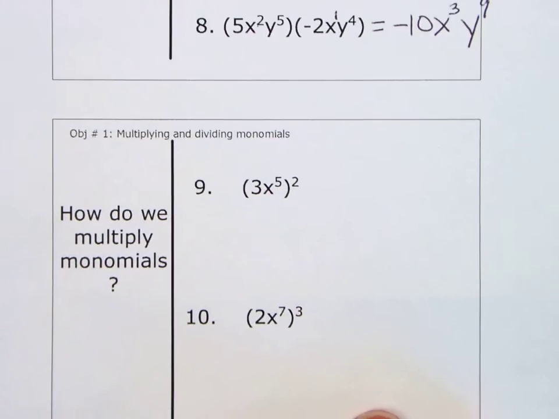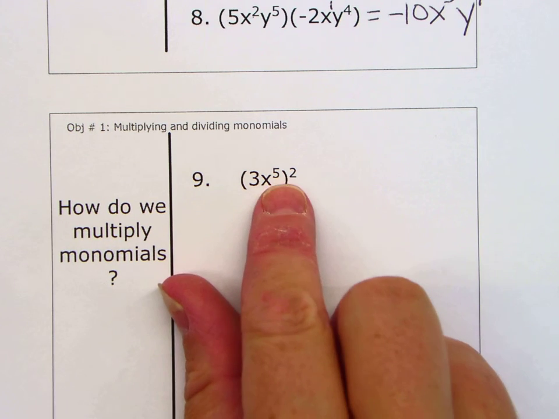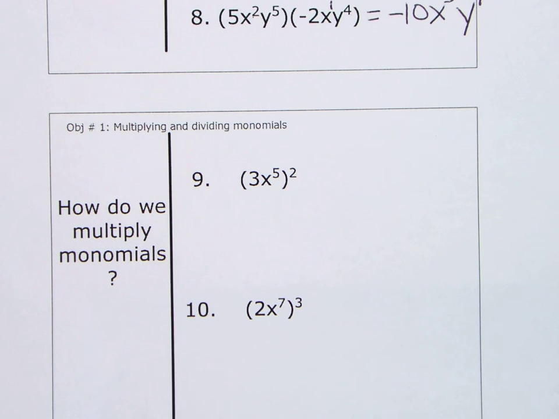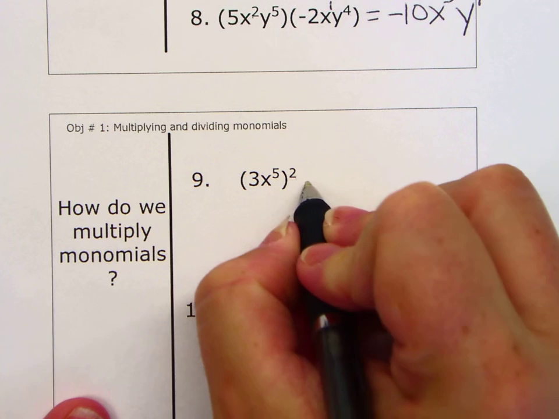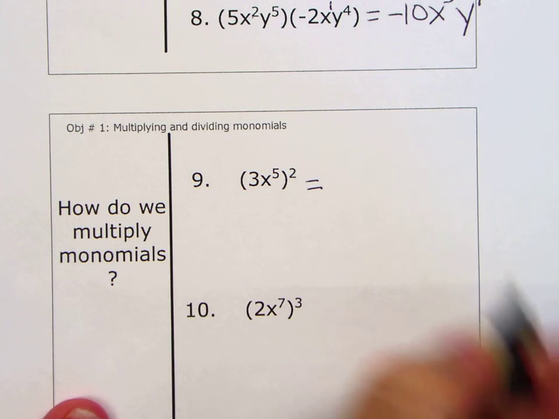Let's get a little more interesting now. Number 9, 3x to the 5th squared. Now we have a double exponent here. A lot of students will tell me that's 3x to the 7th. It's not. Because what does an exponent mean? An exponent means the base times itself, right?